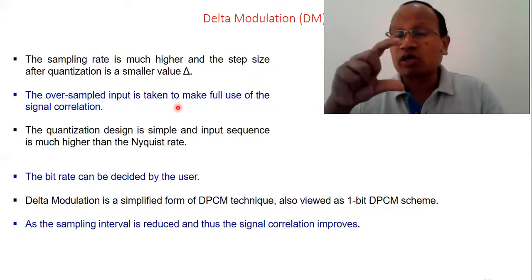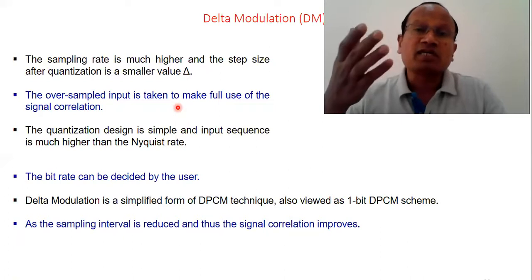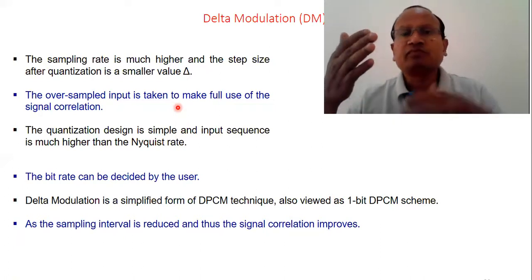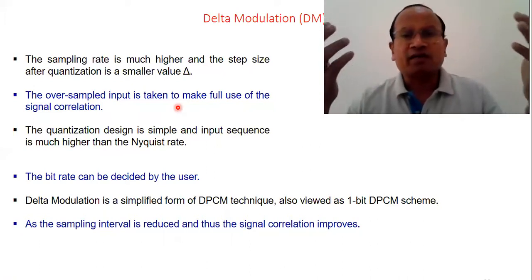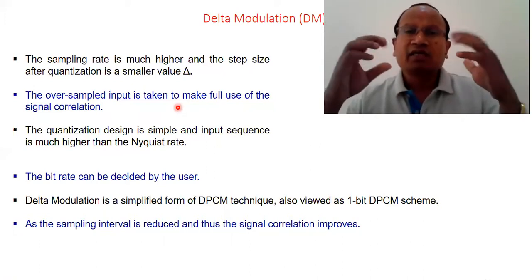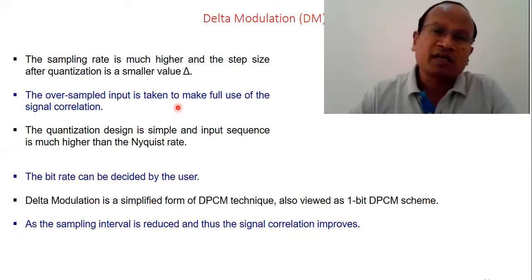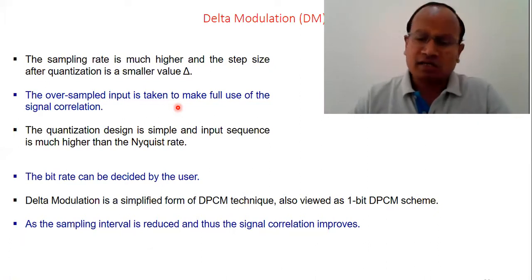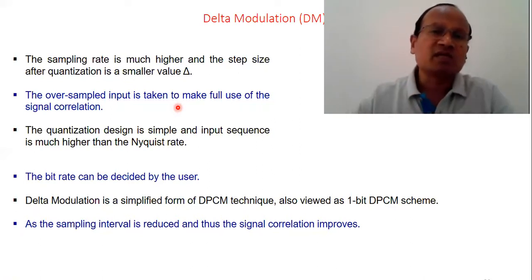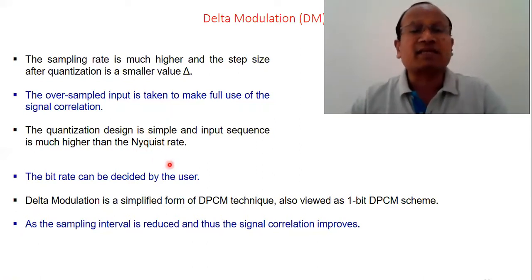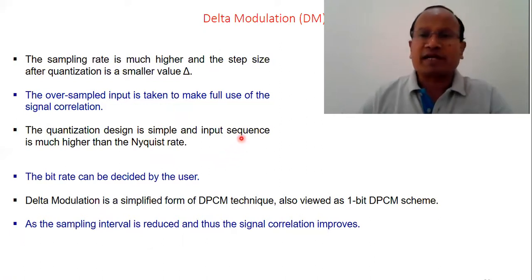Correlation means, as I told you in DPCM, there is correlation between the neighboring samples. The neighboring samples may not be very much different. The difference will not be very high. The difference will be a smaller quantity. And those smaller quantities are quantized and encoded, and therefore the step size becomes small. The quantization design is simple. Input sequence is much higher than the Nyquist rate. As I told you, the sampling rate is very high.